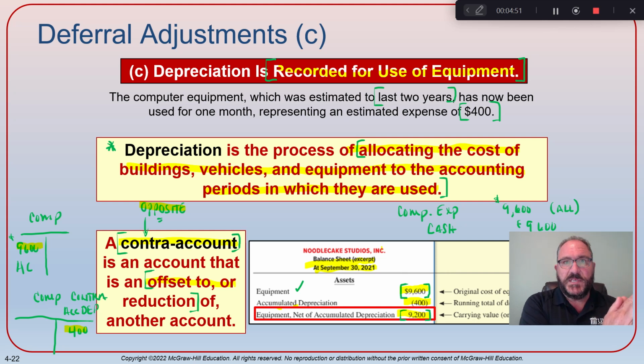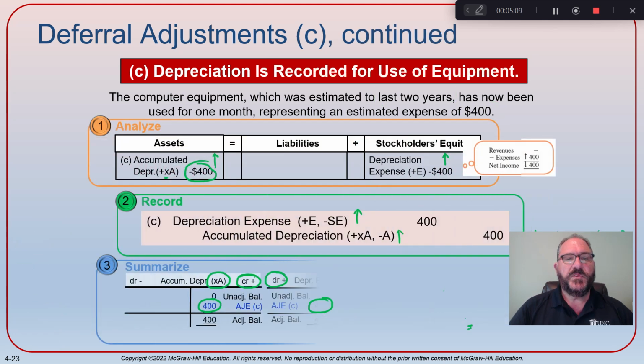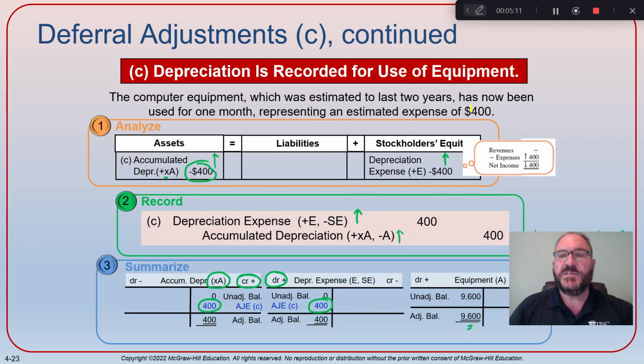A contra asset, contra meaning opposite, increases with just the opposite. So it increases with the credit. If an asset increases with the debit, a contra, an against asset, increases with the credit. So here you go. Let's take a look. Estimated to last 2 years, $400.